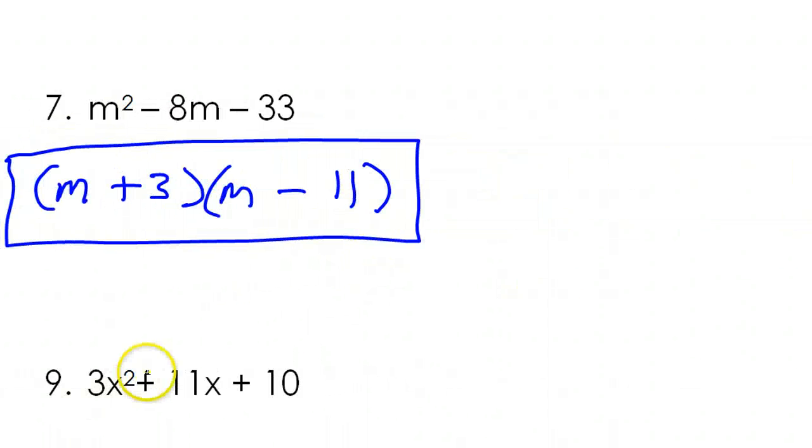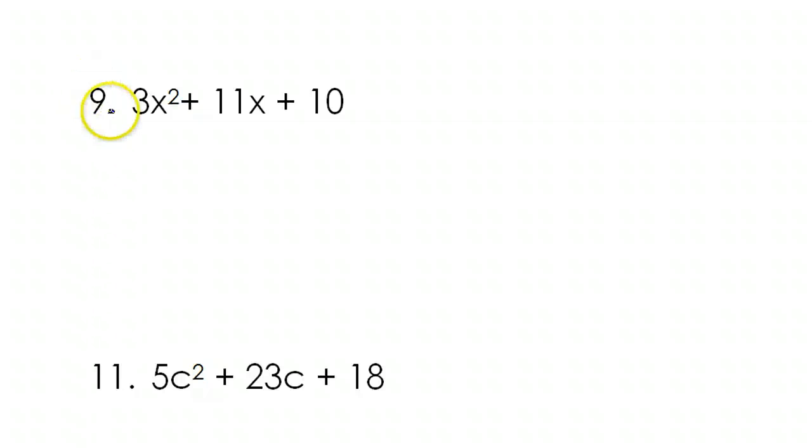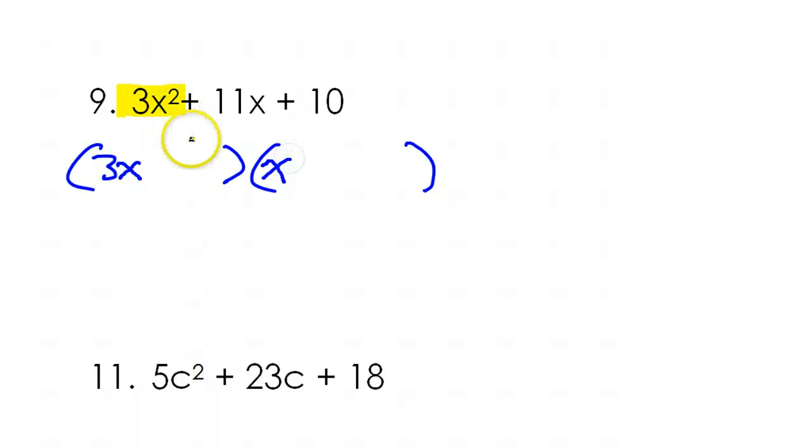Okay, how about number 9? I see a number here. Is there a GCF? No, 11 is a prime number, so nothing's happening there. So let's go straight for the binomial times a binomial situation. You start by looking at the 3x squared. 3x squared can only be 3x times x. There's no other way to factor that. Next, we jump over and look at the 10. 10 can either be 2 times 5 or 1 times 10. That's it. Let's start with the 2 times 5.